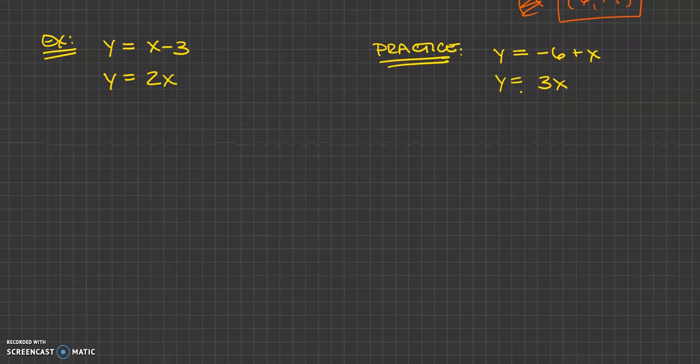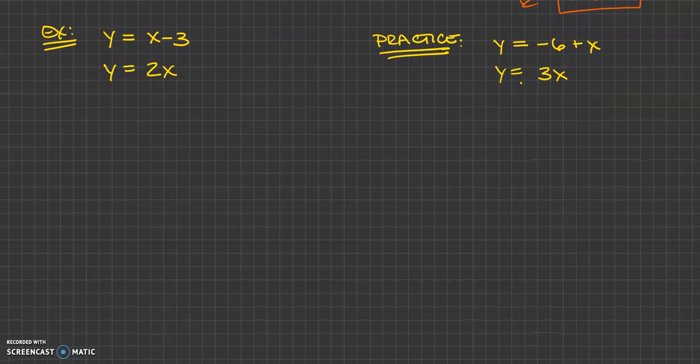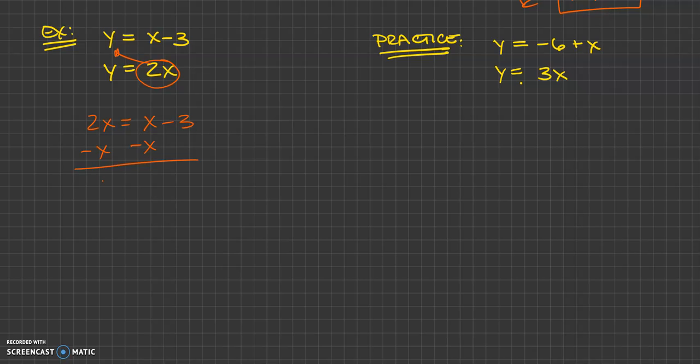So let's do another practice problem. Okay, so here we have y equals 2x plus 3. Y equals x minus 3. Not exactly sure what I read there. And y equals 2x. So why don't we do it this way? Let's say if y equals 2x, then let's substitute. 2x is equal to x minus 3. I'm going to subtract x from both sides and get x is equal to negative 3.